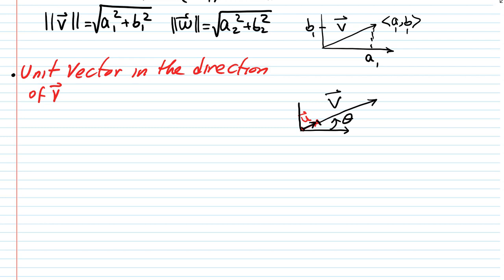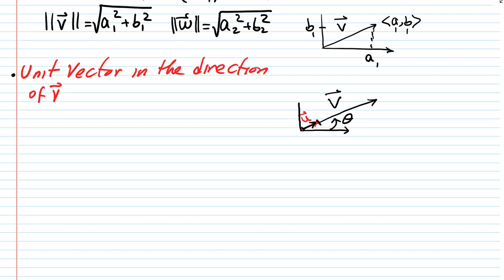Now, let's talk about direction angles. A direction angle is just that: the angle that's associated with a vector in the direction of the vector. So suppose I have this vector, vector v. Let's say I have this vector v, and this is the direction angle theta.